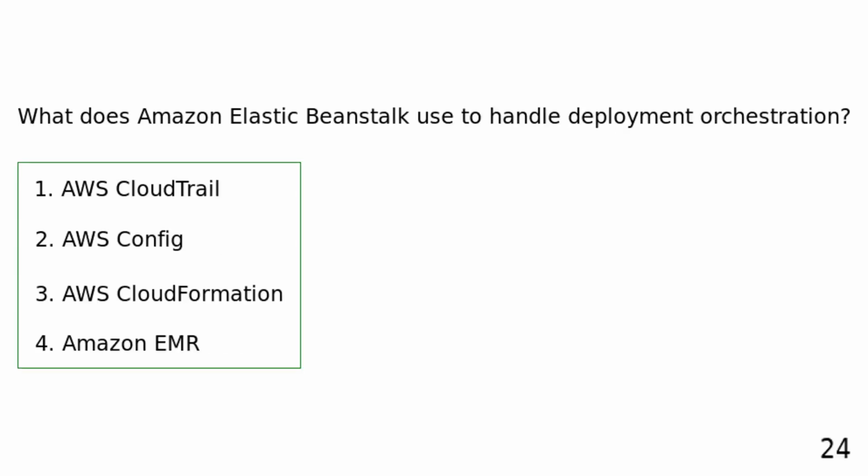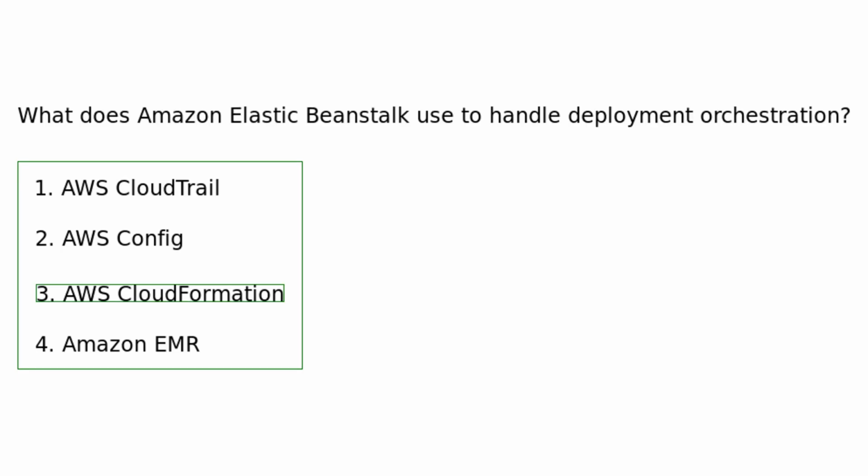What does Amazon Elastic Beanstalk use to handle deployment orchestration? AWS CloudTrail. AWS Config. AWS CloudFormation. Amazon EMR. Elastic Beanstalk uses AWS CloudFormation to handle deployment orchestration.